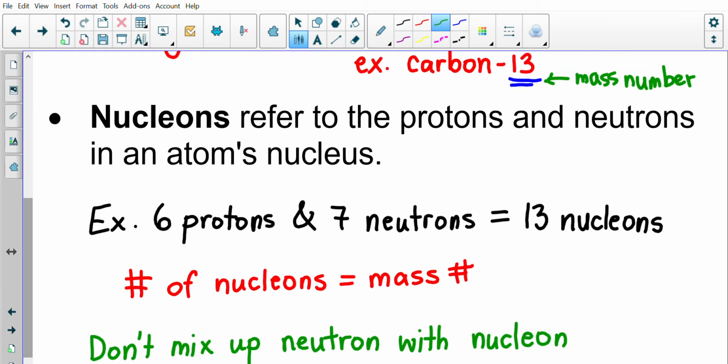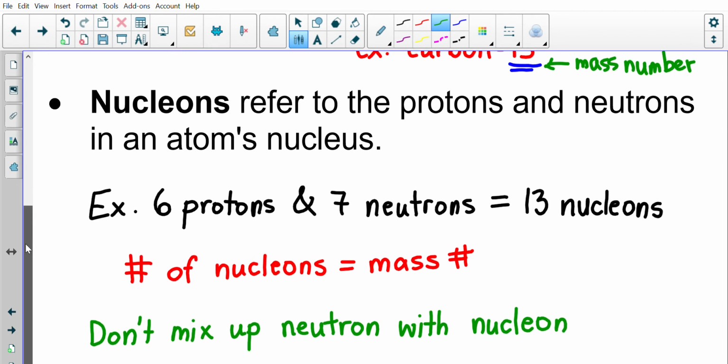So the word nucleon refers to the protons and neutrons in an atom's nucleus. Really, nucleon just means something that's found in the nucleus. Protons are in the nucleus, so are neutrons, so they're both considered types of nucleons.